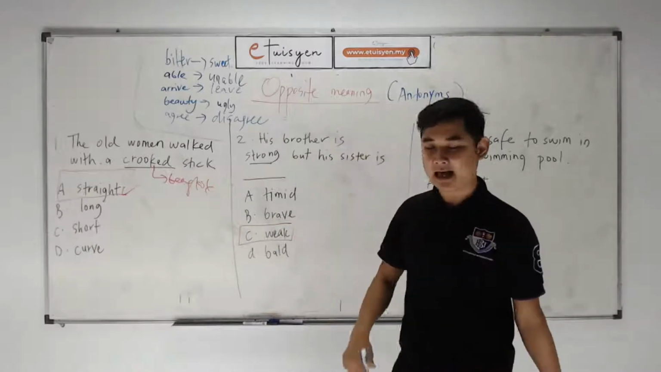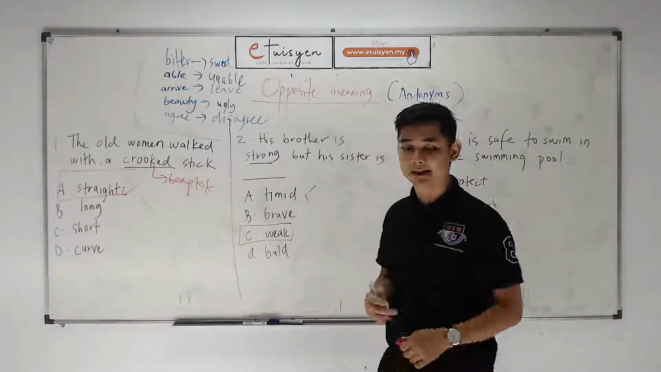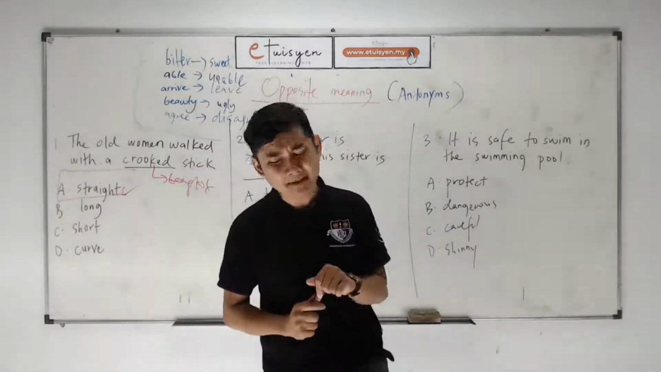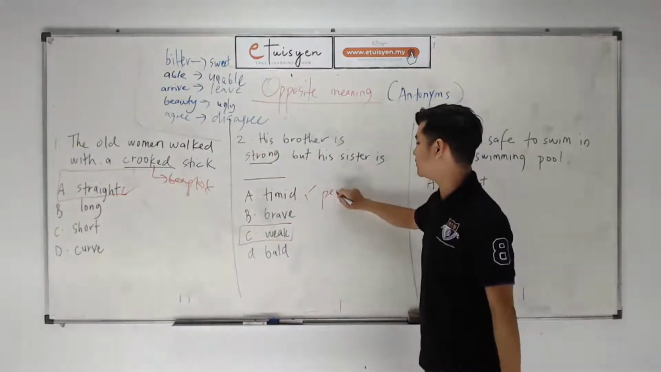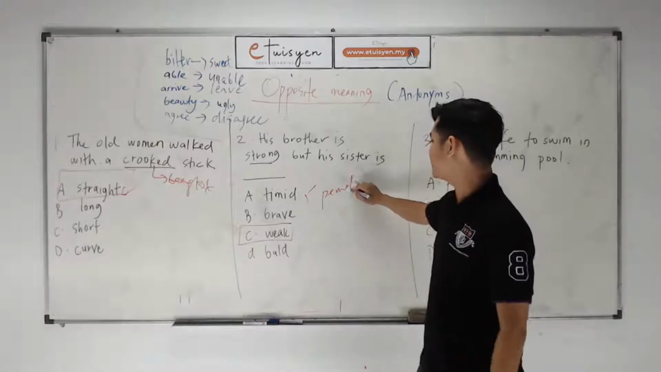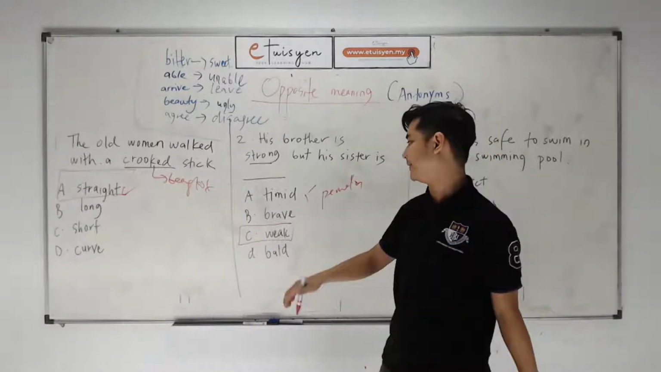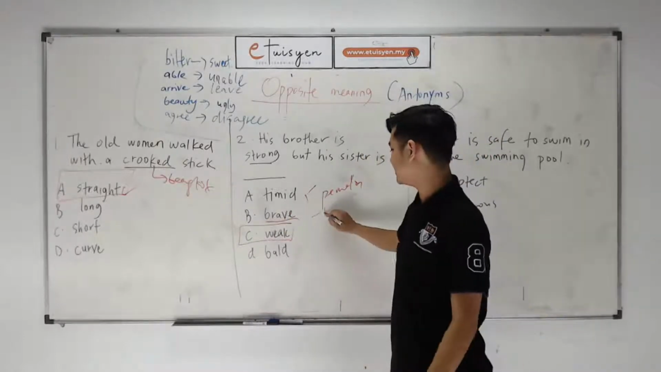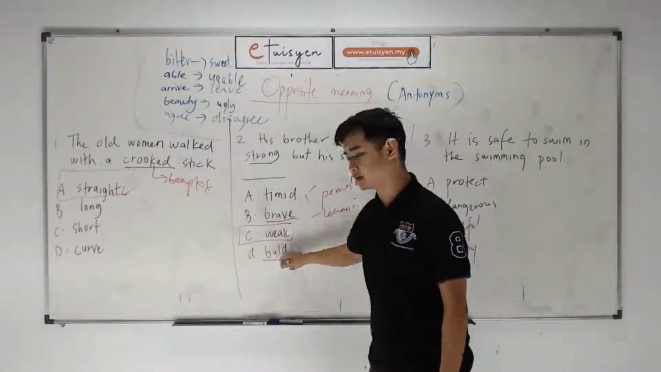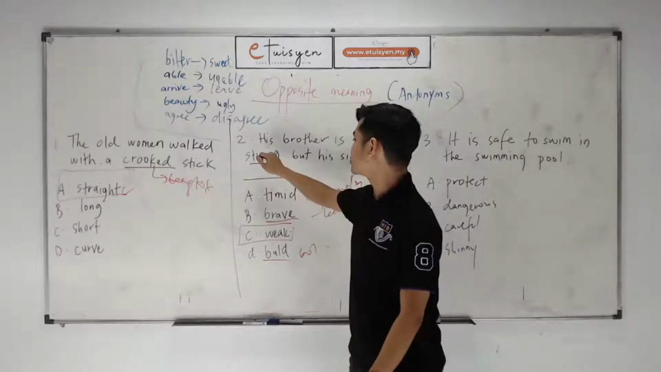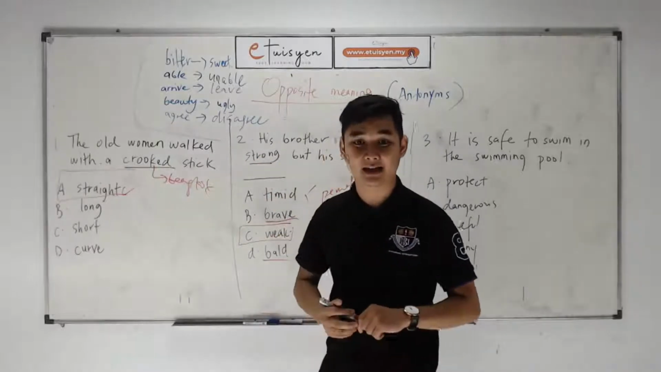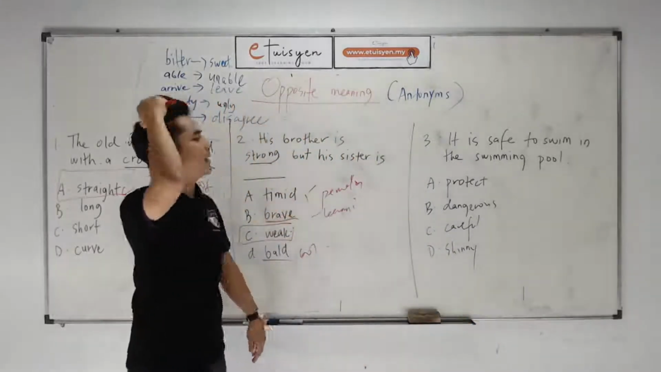Lemah. Okay, you can't say, you know what is timid, guys? Timid adalah pemalu. Sifat pemalu. Pemalu, shy. Brave, berani. Bold, berani. Alright? Weak, strong, weak. Lemah.